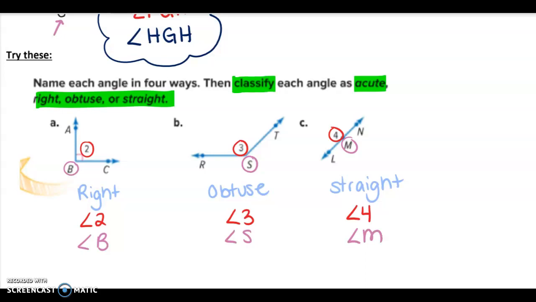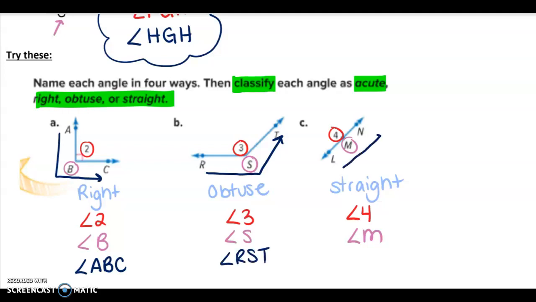Then using the 3 letters, let's start by going from left to right. We'll use blue: A to B to C, so angle ABC; R to S to T, angle RST; and L, M, N, angle LMN. And then I can go the other way. So I'll pick a different color here.